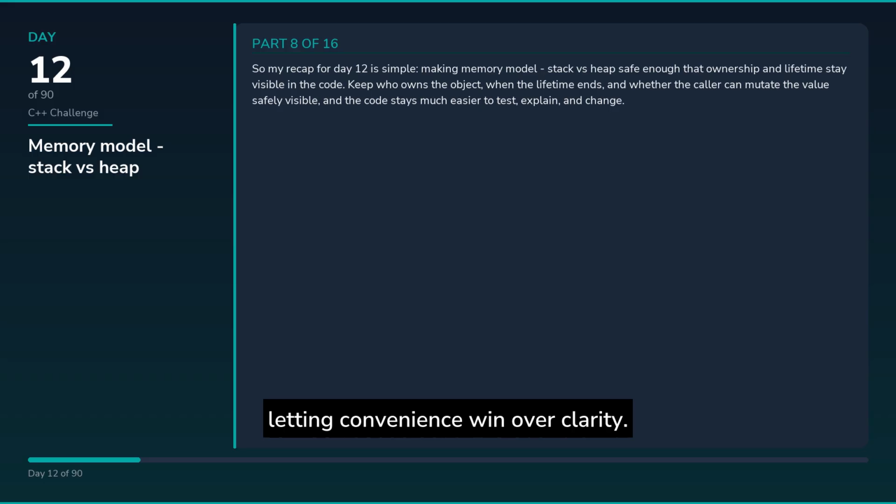So my recap for day 12 is simple: making the memory model, stack versus heap, safe enough that ownership and lifetime stay visible in the code. Keep who owns the object, when the lifetime ends, and whether the caller can mutate the value safely visible, and the code stays much easier to test, explain, and change.